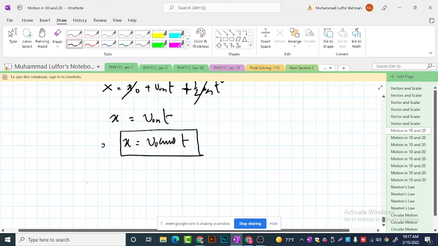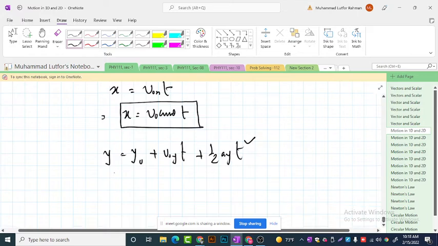Now what about the y direction? For the y direction I will write y equals y naught plus v naught y t plus half a y t square, right? Now I choose this as my origin, so the initial vertical displacement is 0. I can write y equals v naught y, that is v naught sin theta t, minus half g t square, right.